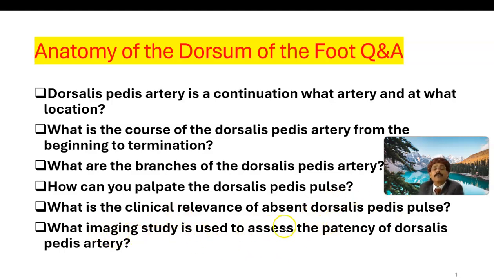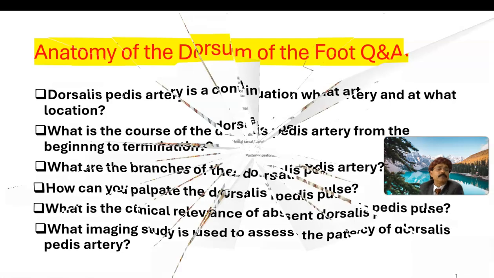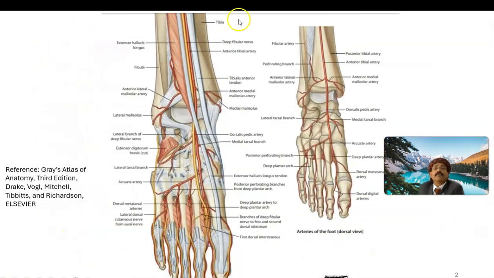What imaging studies are used to assess the patency of the dorsalis pedis artery? It can be done by Doppler ultrasonography. We can assess the patency of the dorsalis pedis artery. Okay, so this is the anatomy. The anterior tibial artery becomes the dorsalis pedis artery.